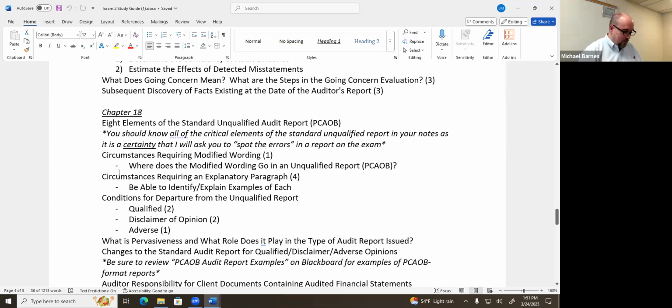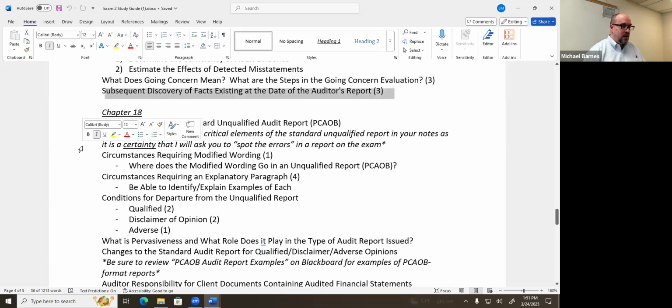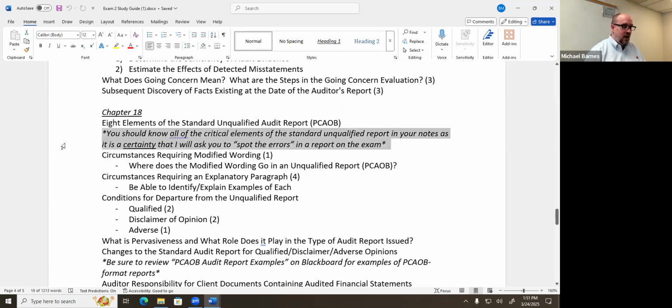Okay. So again, right here, make sure you know this stuff right here. Make sure you know the 8 elements. Make sure you know what's contained within those 8 elements pretty quick, consistently.